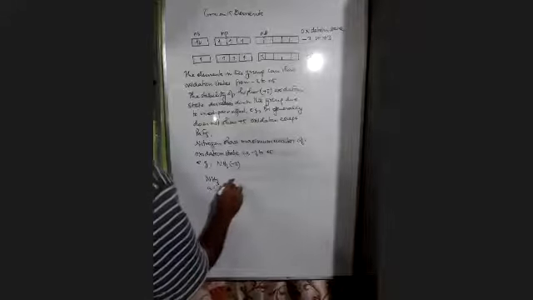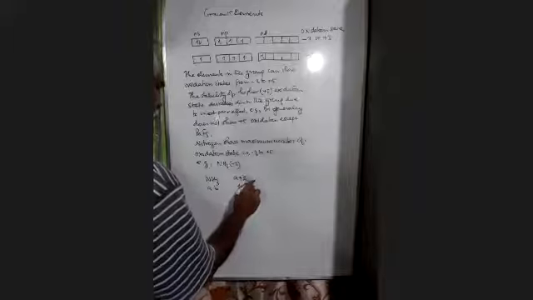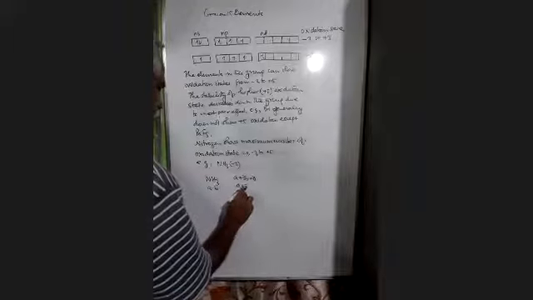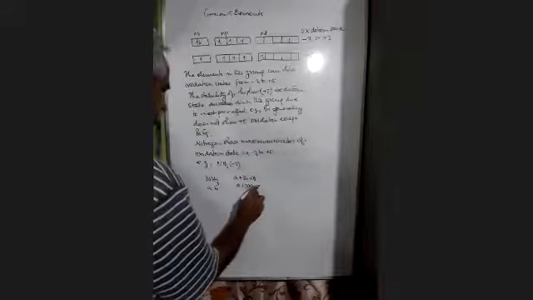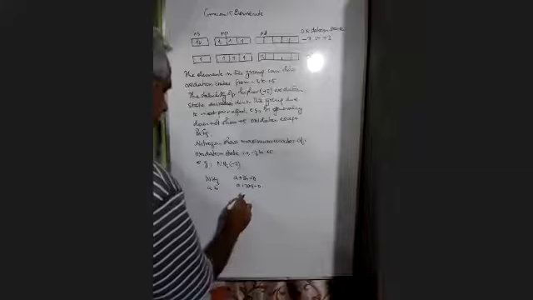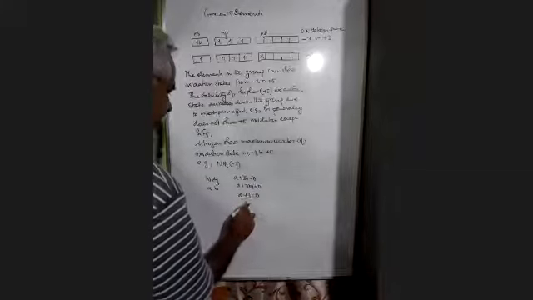See here, NH3. It is A plus 3B. So here, what I write now here, A plus 3B is equal to 0. Hydrogen is always plus 1. So A is equal to minus 3. So this is the way we calculate.